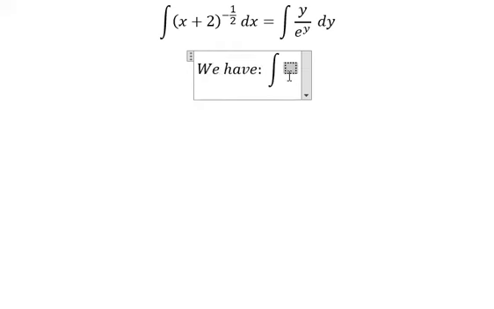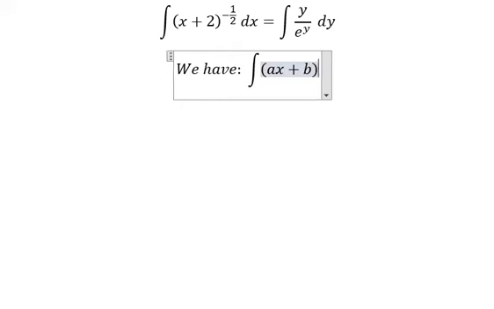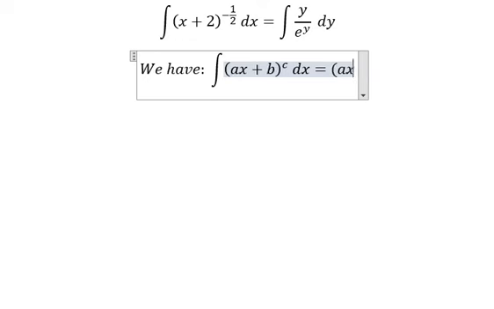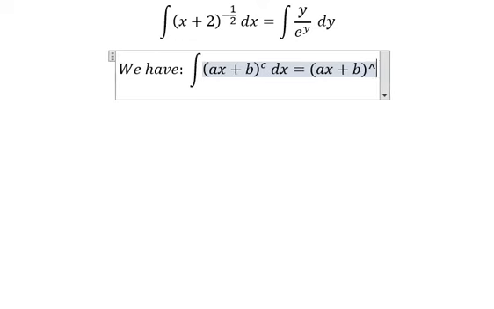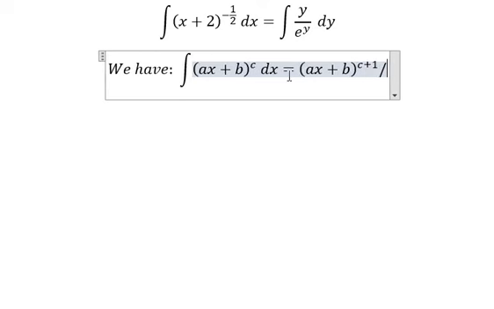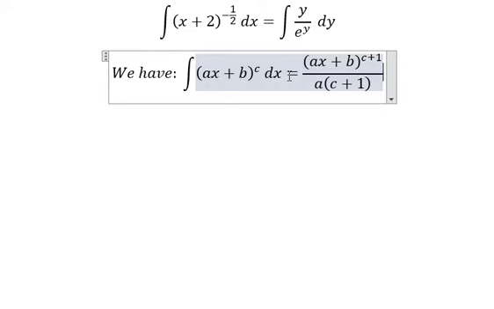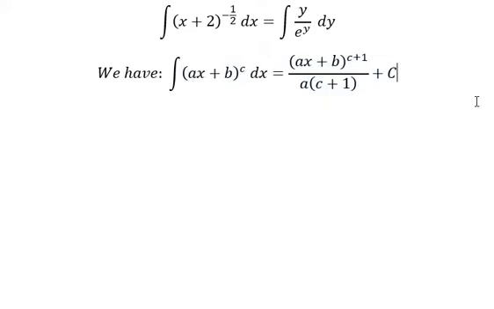The integration of as plus b to the power of c ds, we have as plus b to the power of c plus 1 over a multiplied by c plus 1, and we put about c, and this is the technique how to find this one.